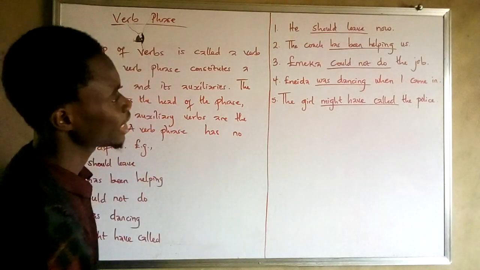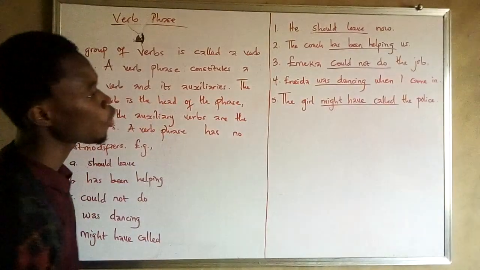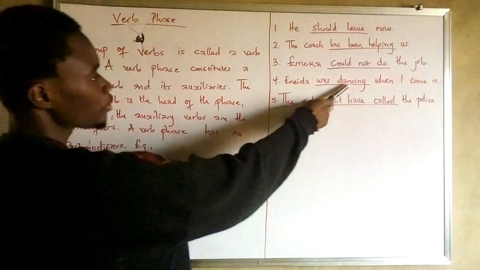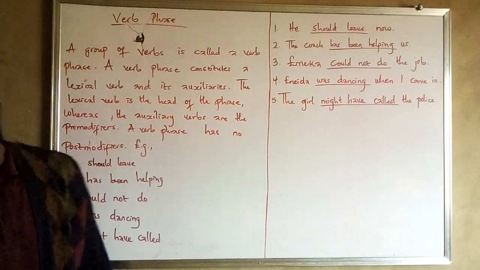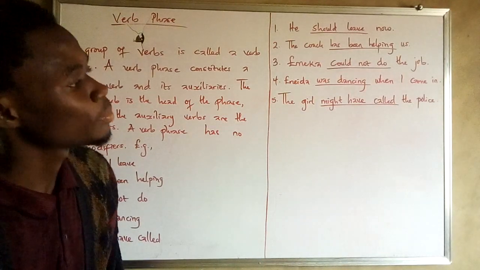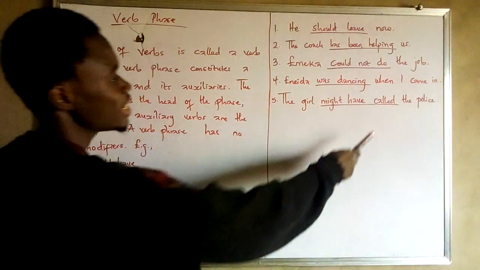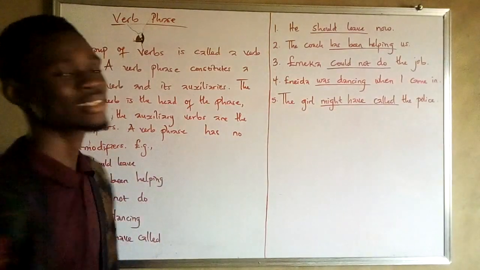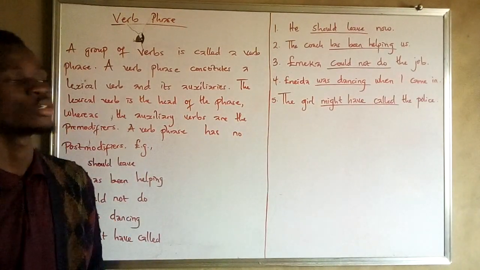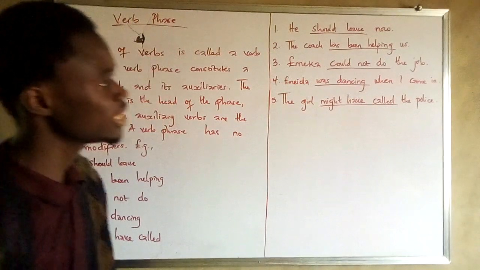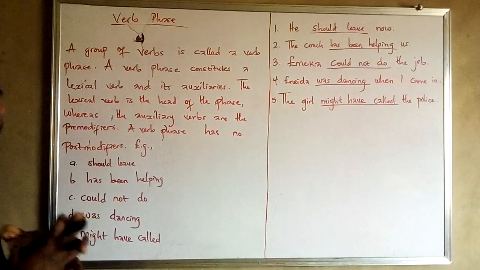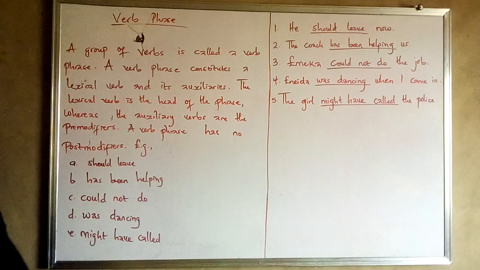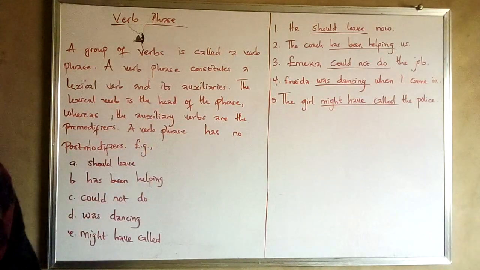Number four, he was dancing when I came in. The head of the phrase, dancing, and was is acting as a premodifier of the head of the phrase, dancing. The last example, the girl might have called the police. The head of the phrase here is called, and the auxiliary verbs might have are acting as premodifiers to the head, called. So this is just a simple way of identifying verb phrases when you find them in sentences. And this is just a very simple definition of a verb phrase.